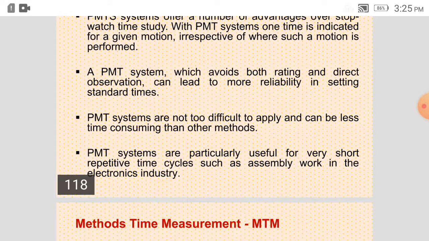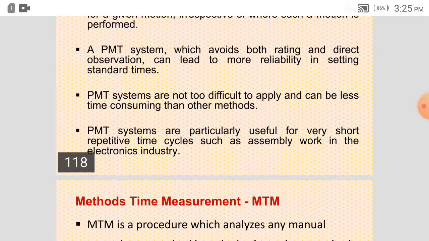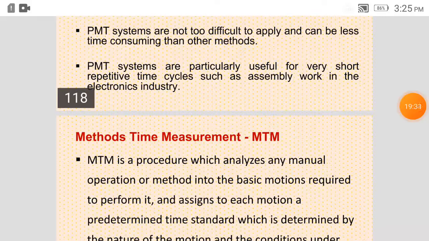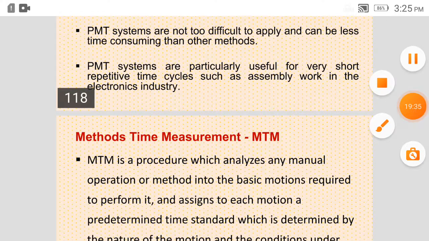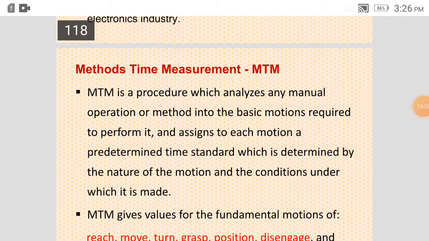PMT systems are particularly useful for very short repetitive time cycles such as assembly work in the electronic industry. So for an assembly that has to be done, we know how much time it should take. So whether it is being done in that time or not, this comparison we can do very easily. Next is Methods Time Measurement, that is MTM.